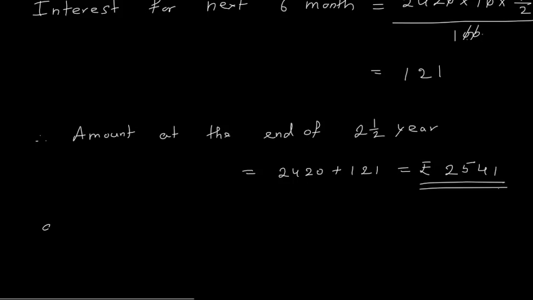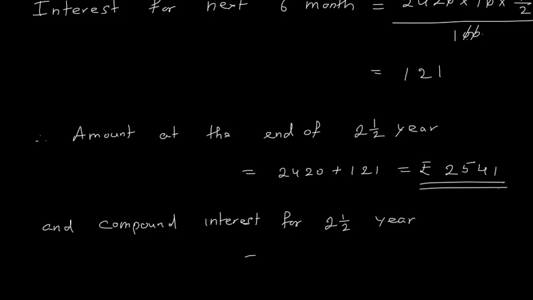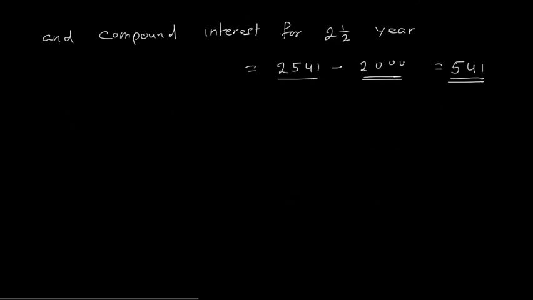And compound interest for 2.5 years is this total amount, that is 2541, minus initial principal, which was 2000. So this gives us 541. So compound interest for 2.5 years is rupees 541.